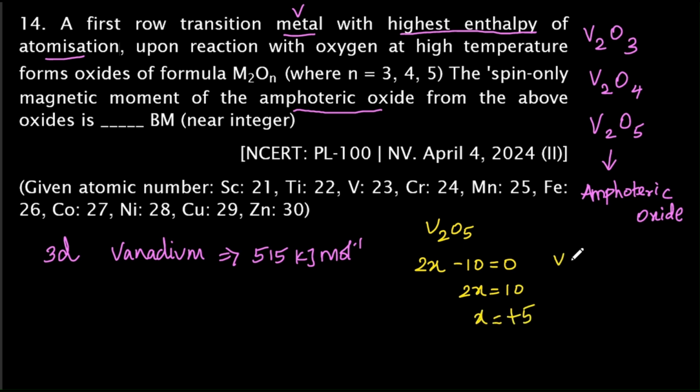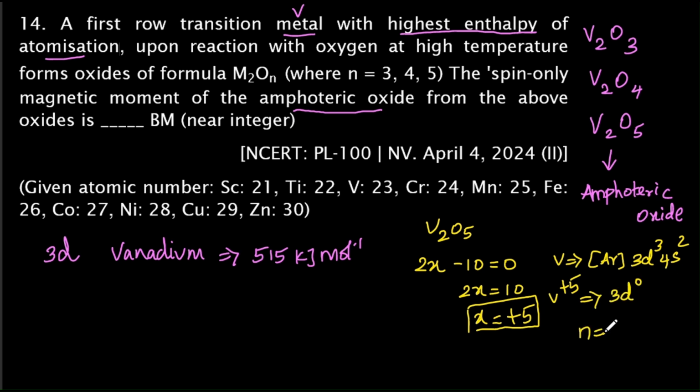So vanadium has the electronic configuration 3d3 4s2. 5 valence electrons are there, and vanadium in +5 oxidation state, which we got by calculation, has 3d0 configuration, that is there is no unpaired electron. So the number of unpaired electrons is 0, and you know the spin only magnetic moment formula, mu equals root of n into n plus 2. So the answer is 0. So here the answer is 0.